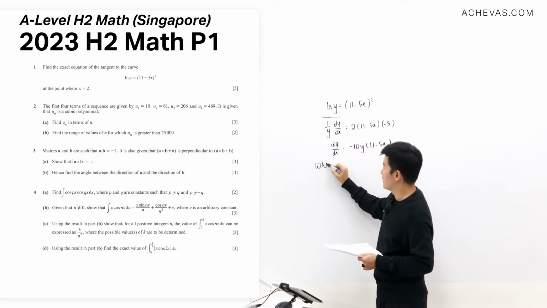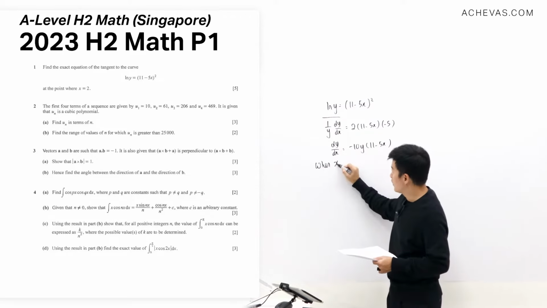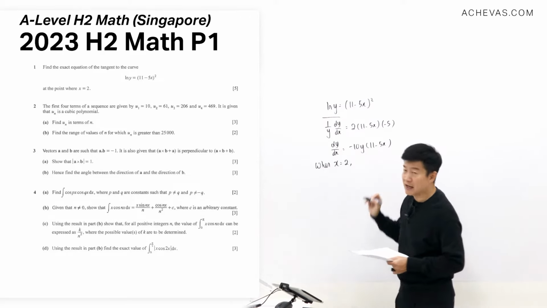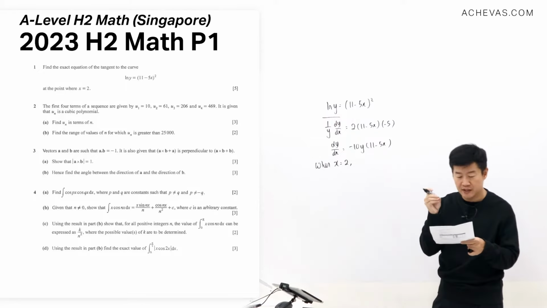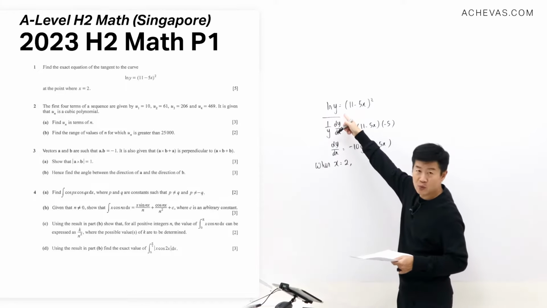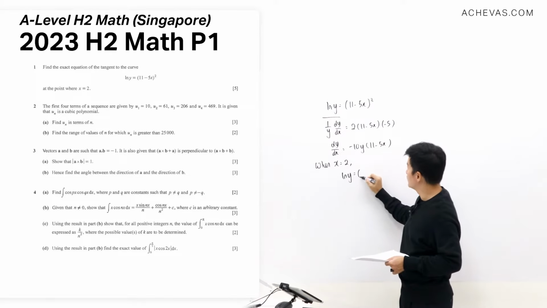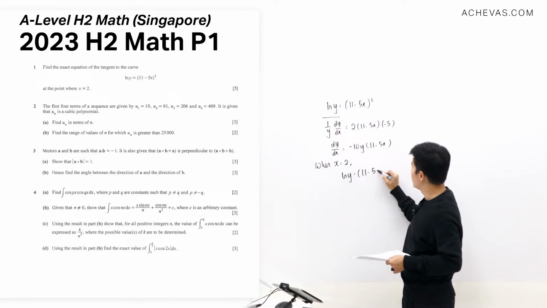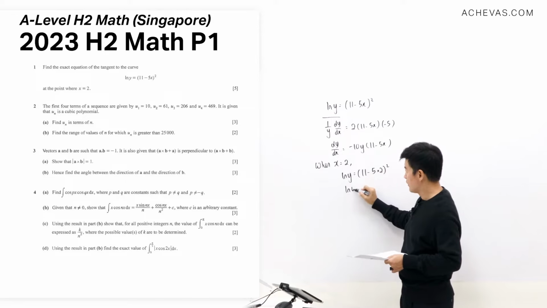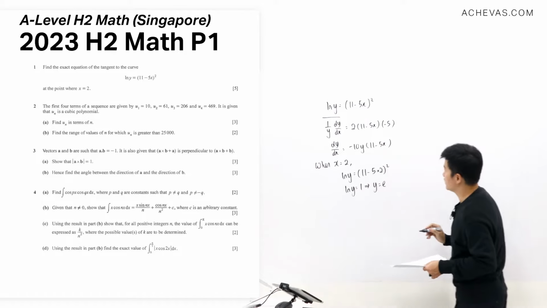And we are supposed to be finding the equation of the tangent when x is equal to 2. So when x is equal to 2, the corresponding y coordinate of this point can be found through this equation. So substituting this back, it is going to be ln y is equal to 11 minus 5 times 2. So 11 minus 10 is going to be 1. 1 squared is going to be 1. So we have ln y is equal to 1. This tells us that y is going to be equal to e.